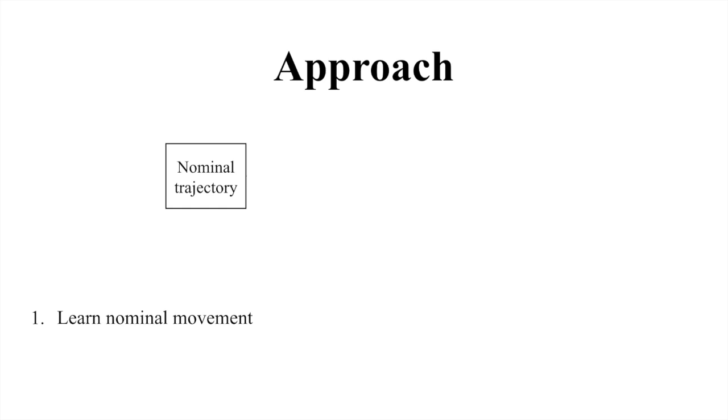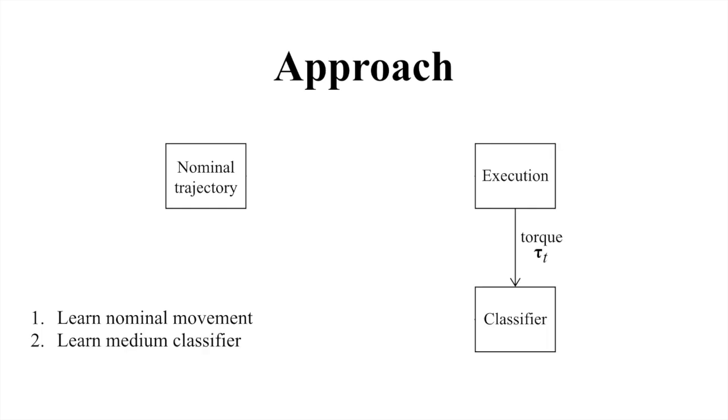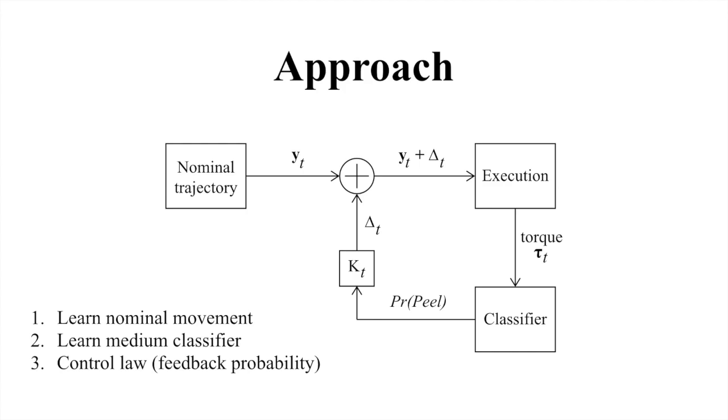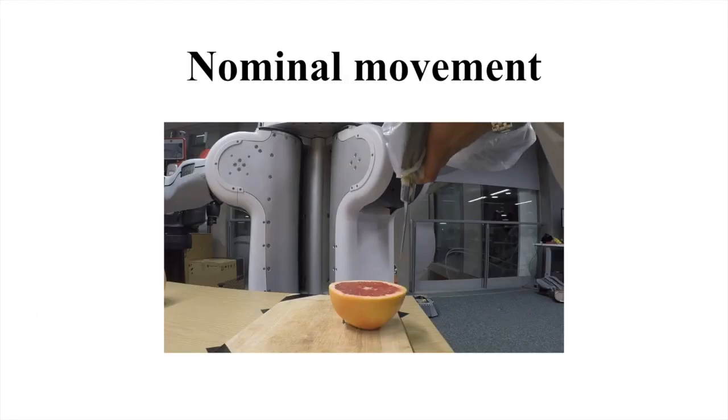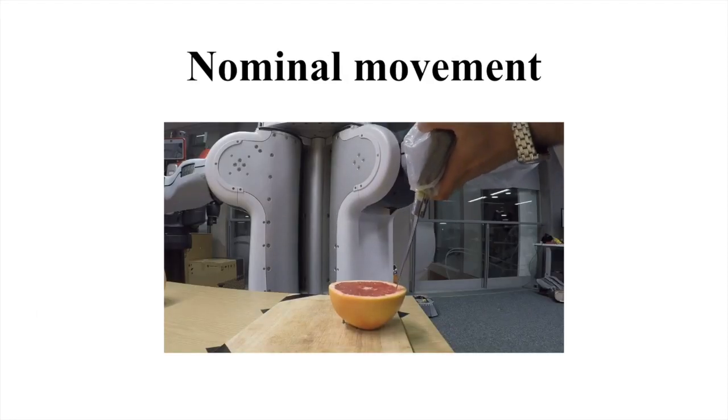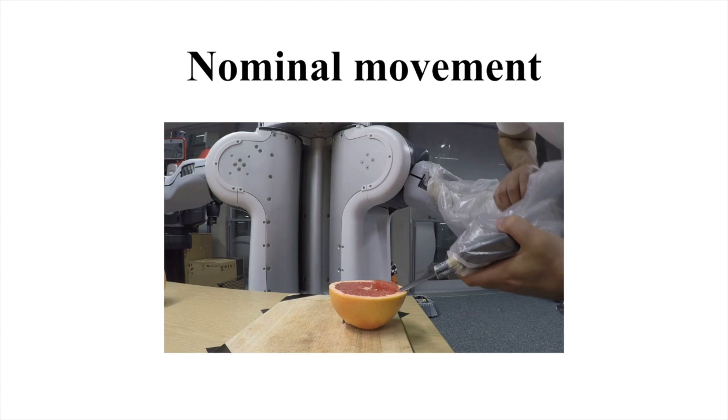We start by learning the nominal scooping trajectory and then use it to train probabilistic classification of force readings associated with operation in either of the mediums. Finally, we close the loop with a control scheme that corrects the nominal trajectory according to the classifier's belief over the mediums. We use dynamic movement primitives to encode the nominal scooping trajectory.